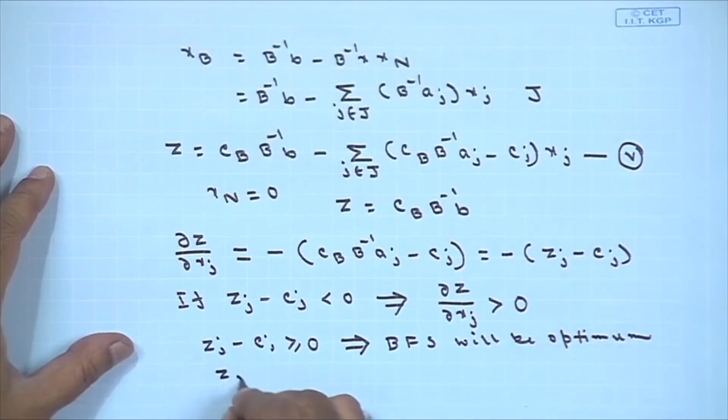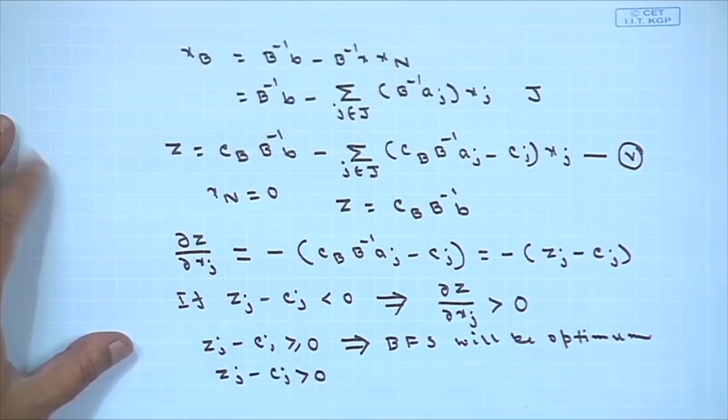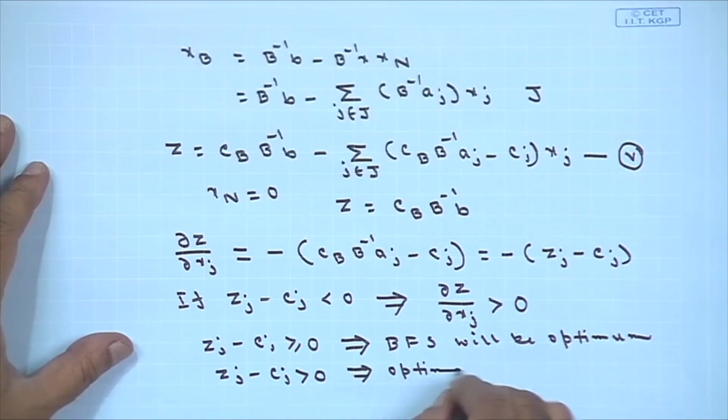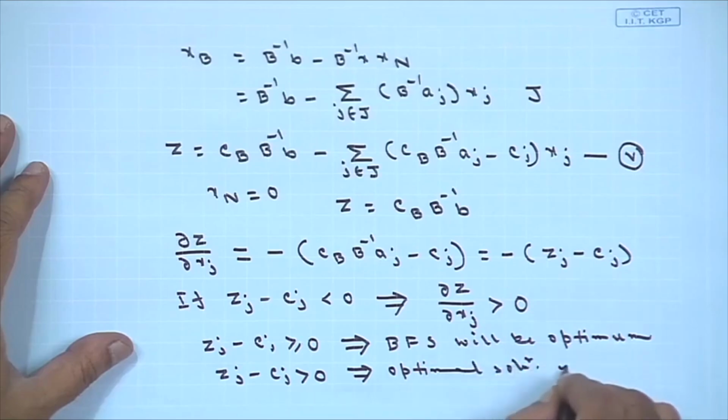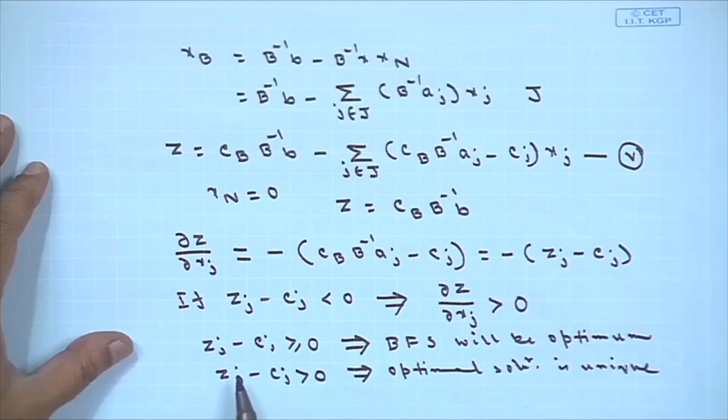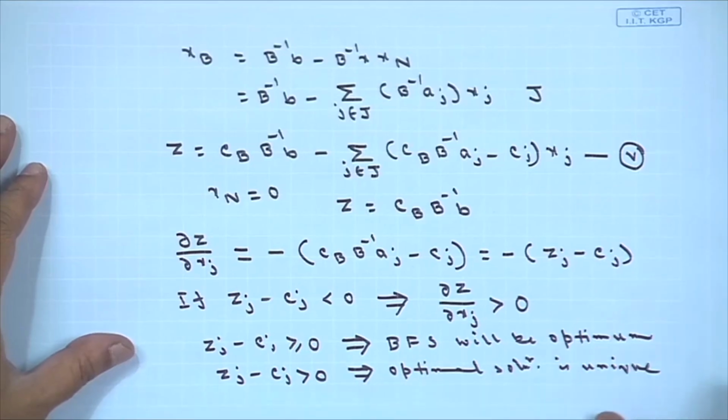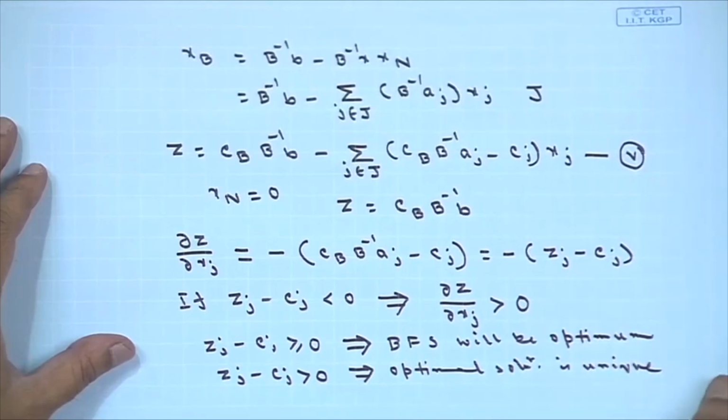Whereas, if zj minus cj is greater than 0 for all j, then we say that the optimal solution is unique. Please note this one, optimal solution is unique. So, there are two cases. One is if zj minus cj is greater than or equal to 0, in that case the basic feasible solution will be optimum, and if zj minus cj is strictly greater than 0, then the optimum solution is unique.